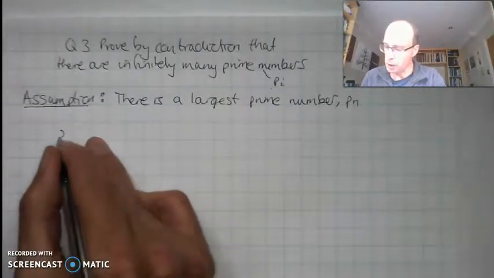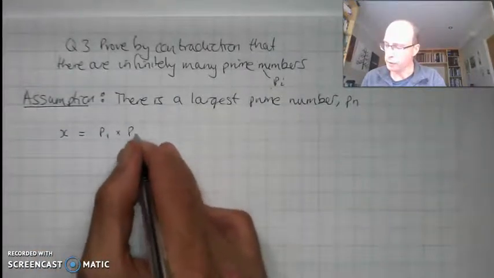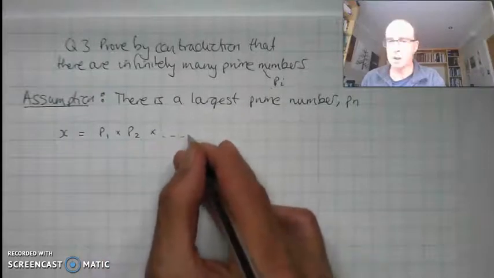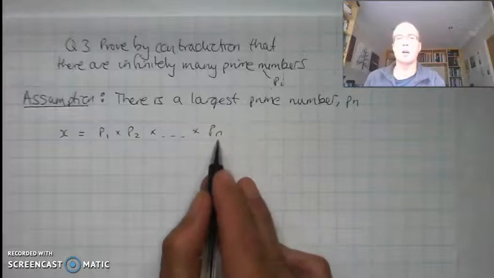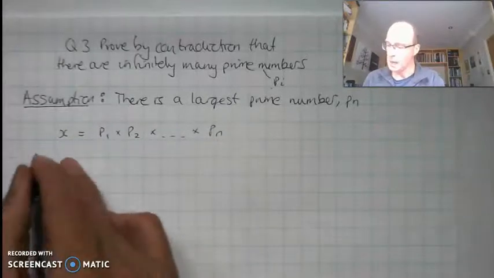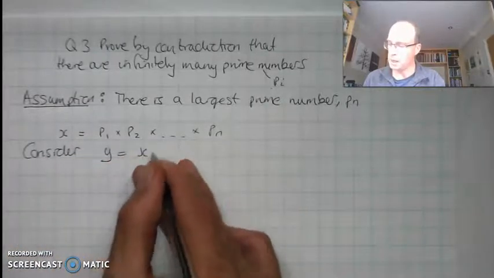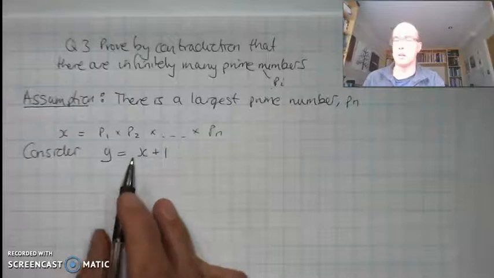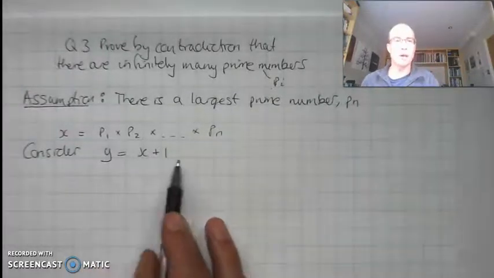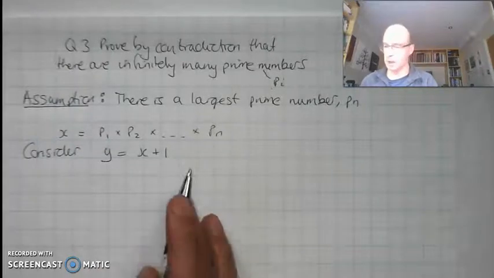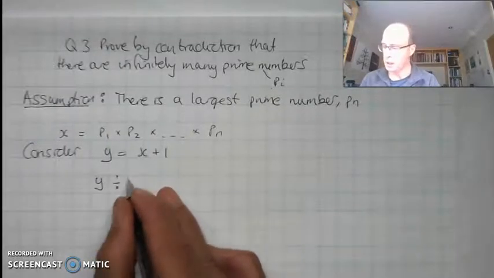What I'm going to do, and this is the trick, I'm going to put x equal to the product of all of those primes. So P1 times P2 times P3 times all the way up to my largest prime, Pn. And then I'm going to consider what happens if I take my x value and add 1 to it. So I've got y equal to x plus 1, and then I'm going to consider what happens if I take my y and divide it by each of my prime numbers.